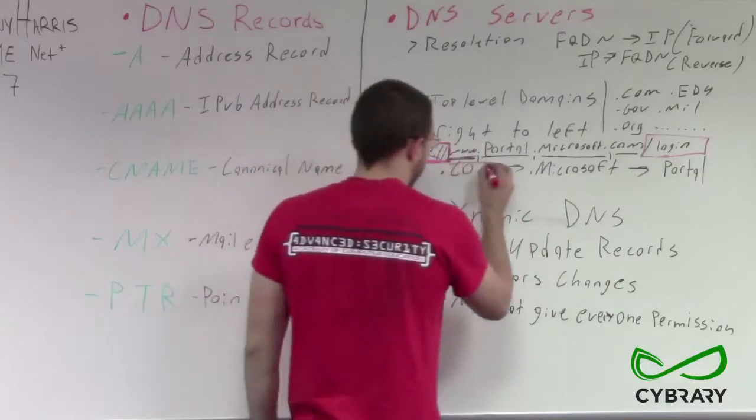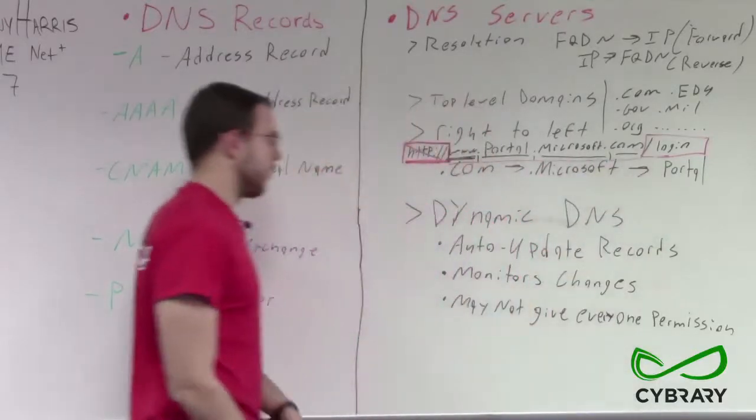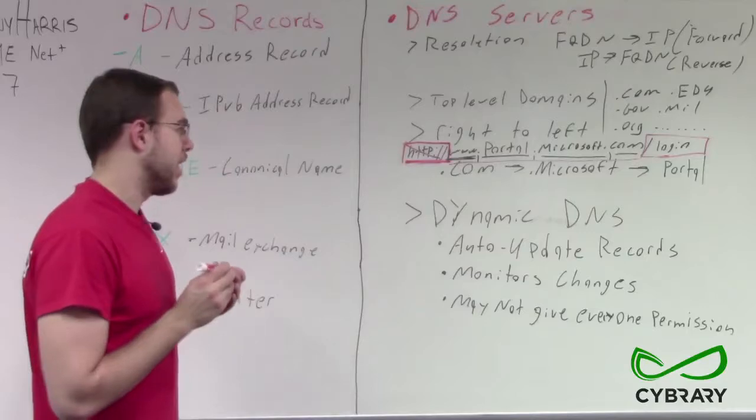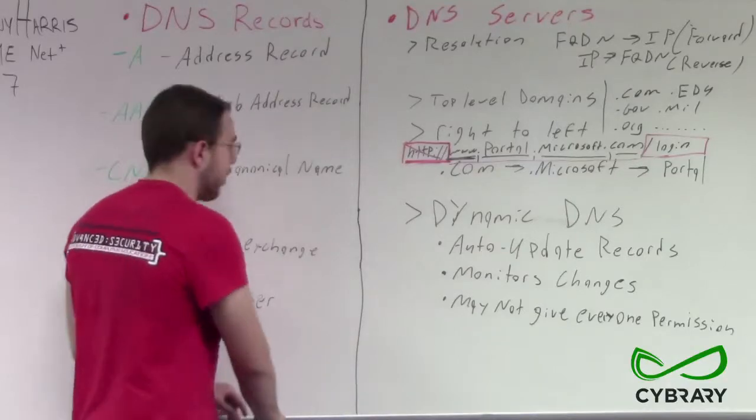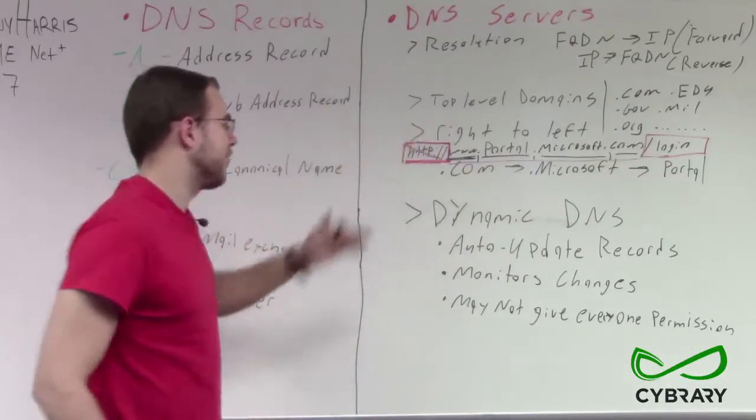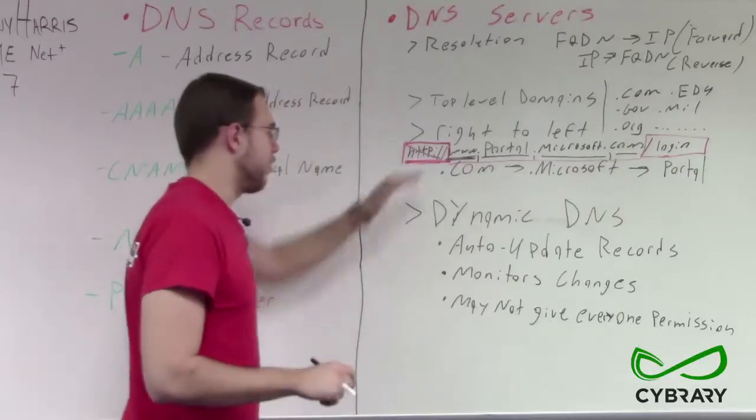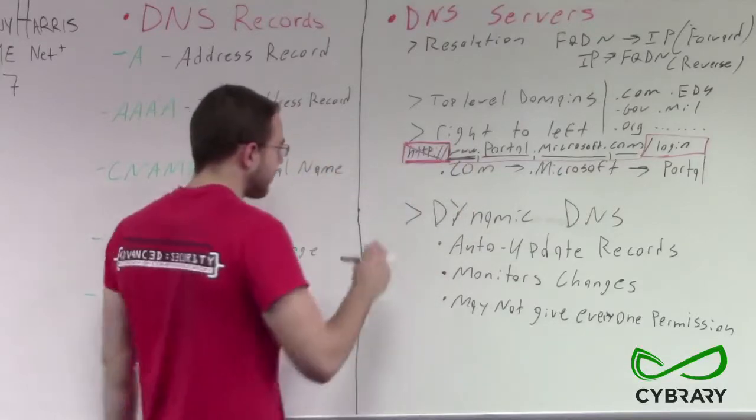Our DNS query just wants to find the IP address of this server, the www.portal.microsoft.com server. So we're going to start from right to left of this as we're resolving. So this was just us dissecting it.